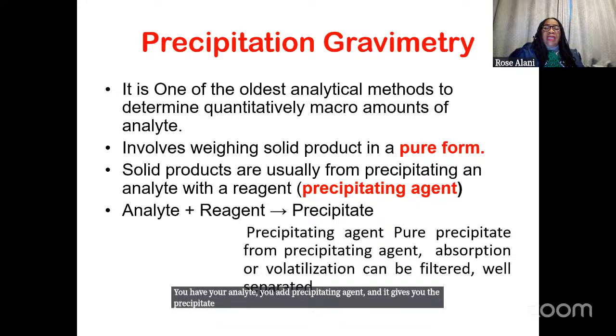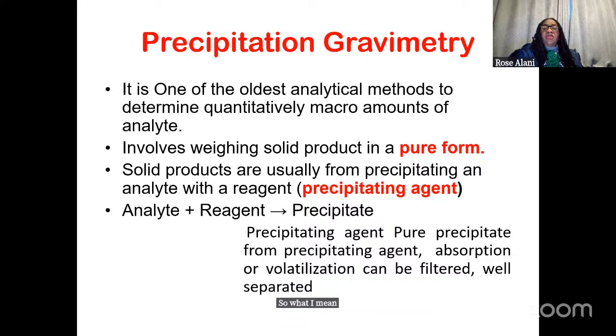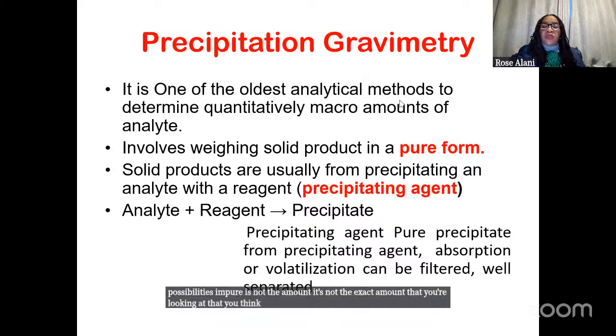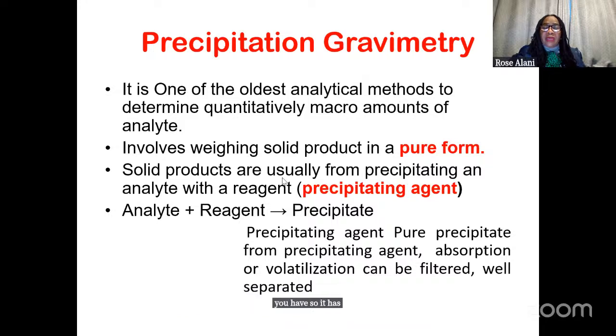So what I mean by weighing of a solid product in pure form is that the precipitate that comes out has to be pure, and it has to be solid. Because if it is impure, it's not the exact amount that you think you have. So it has to be the pure compound in the pure form.